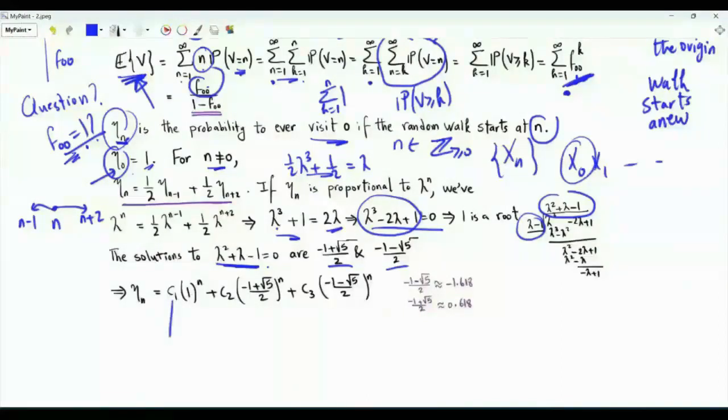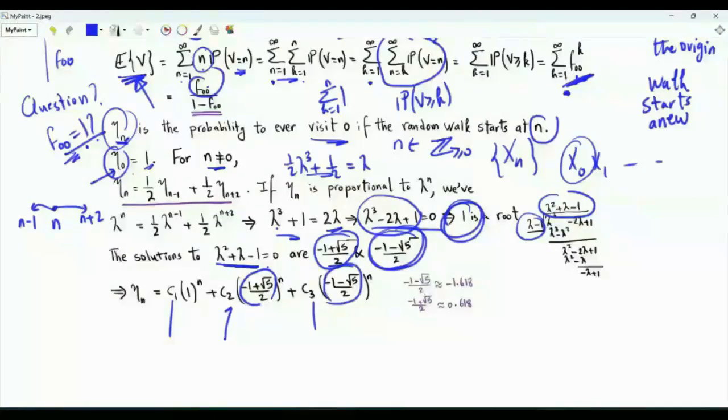Our difference equation has the solution: eta n is a constant times 1 to the power n, plus another constant times this number to the power n, plus a third constant times this number here to the power n. It is important to keep in mind that this number is in the open interval from 0 to 1. This number has a magnitude that is strictly greater than 1.